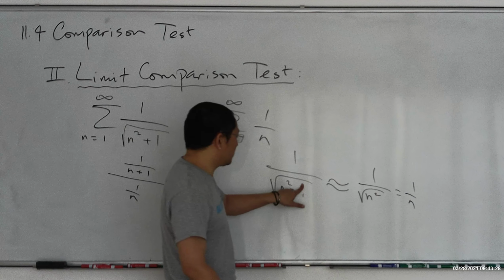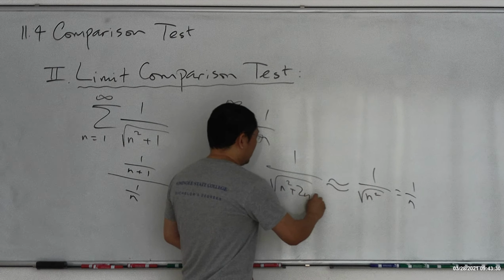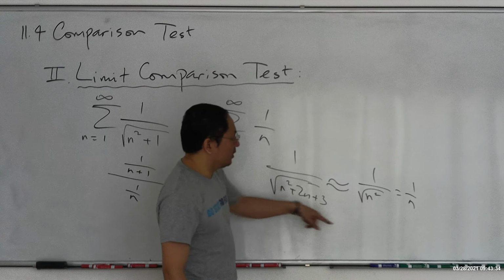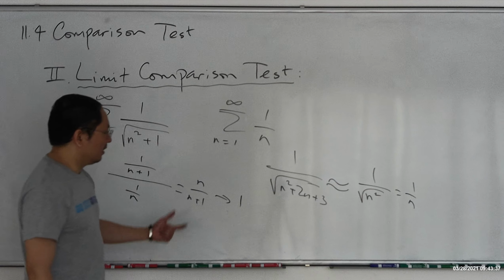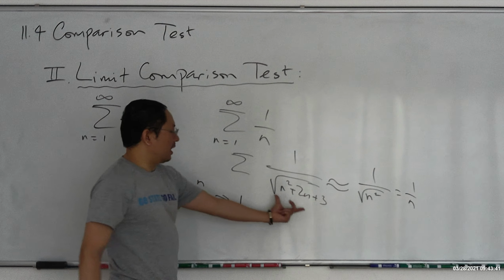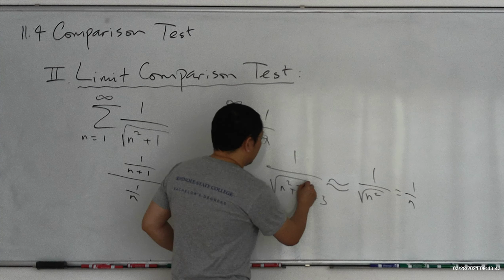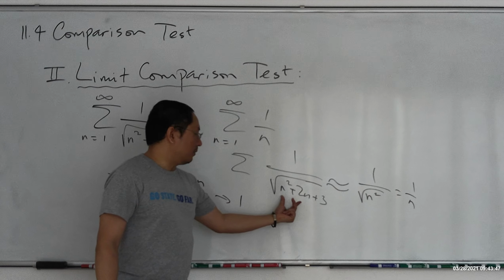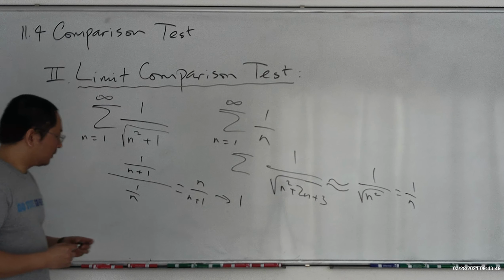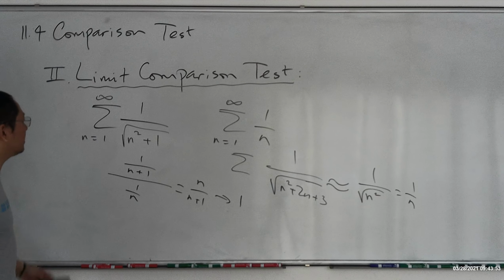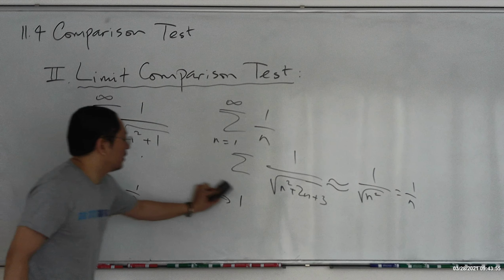Not just n squared plus 1, n squared plus 2n plus 3, for example. The highest term is n squared. You take the square root, it's just n. That was the idea. So whenever you see those types of problems, testing for convergence or divergence of this series right here, you should think of the limit comparison test. Compare this one to 1 over n. That should work. Okay? And when you do the homework, if you have any question, make sure that you ask. I'm going to leave that blank for you.